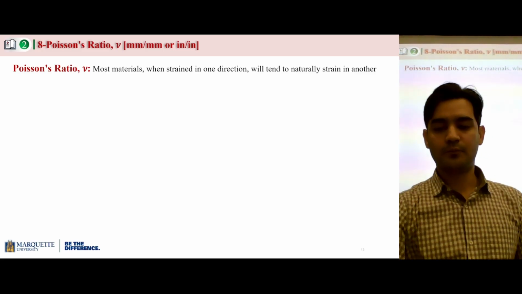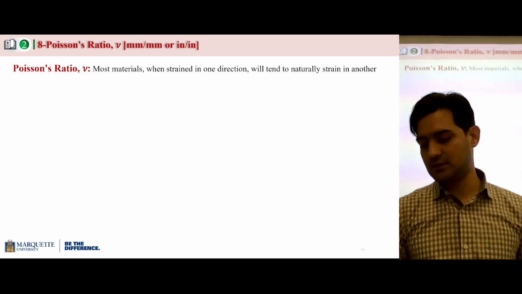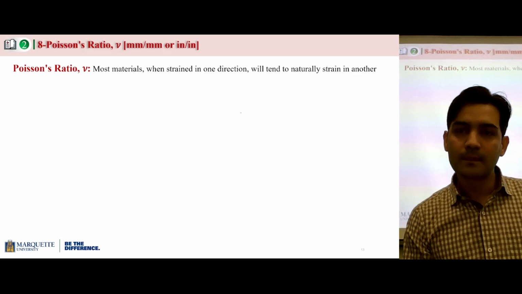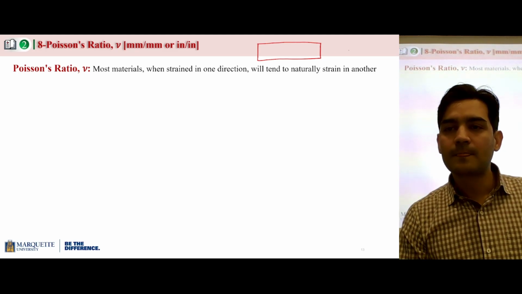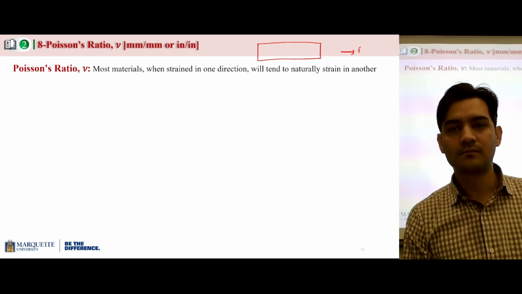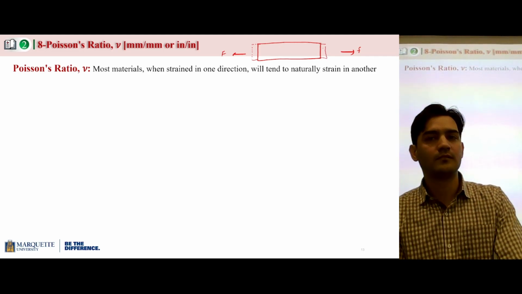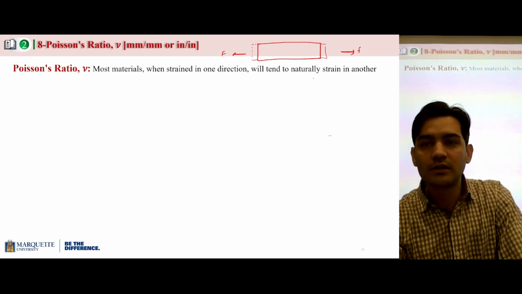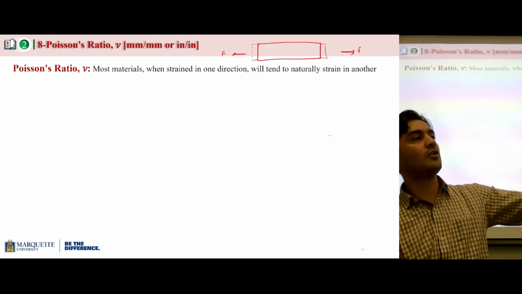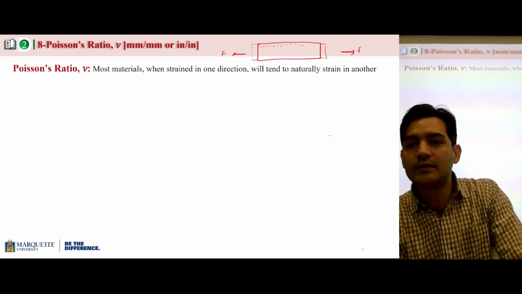So I'm going to talk about Poisson ratio and Hooke's law, and then we'll do calculations from the next class. So let's talk about Poisson ratio a bit. We know when we apply a force, we'll have elongation. But in addition to elongation, we also have something in other directions. You will have elongation along the force where you're applying it, but you will also have reduction in the other directions.